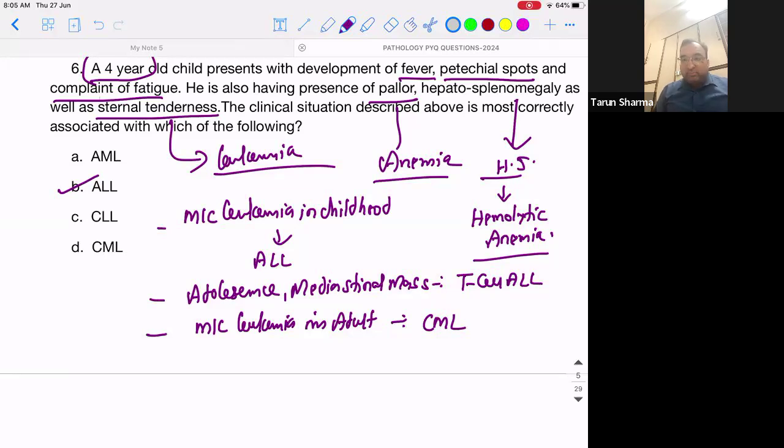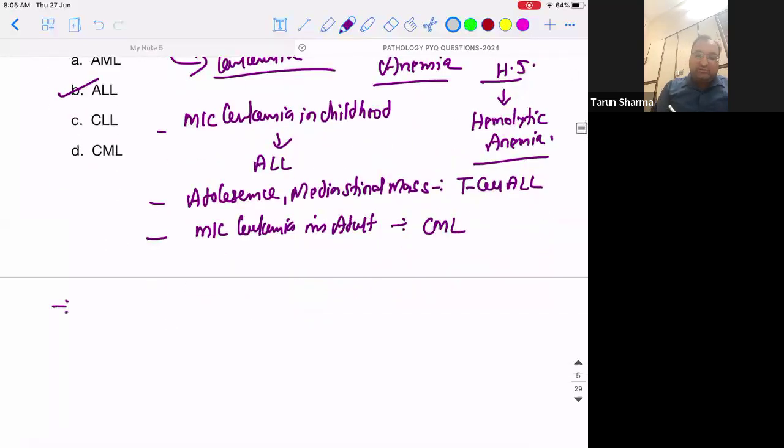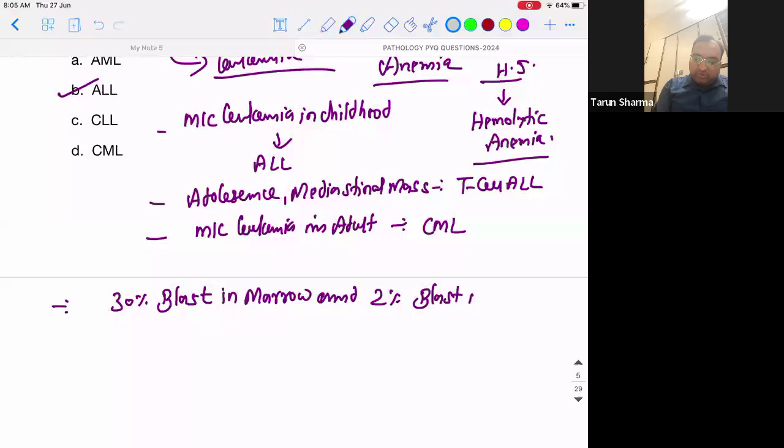What type of complicated questions can there be belonging to the leukemia category? A complicated question is when they give you the clinical picture along with the hematology, like the CBC findings, the peripheral blood findings, the number of blasts, the percentage of blasts. Then the question becomes complicated. Like if they give you 30% blast in marrow and 2% blast in blood, what will be your diagnosis?